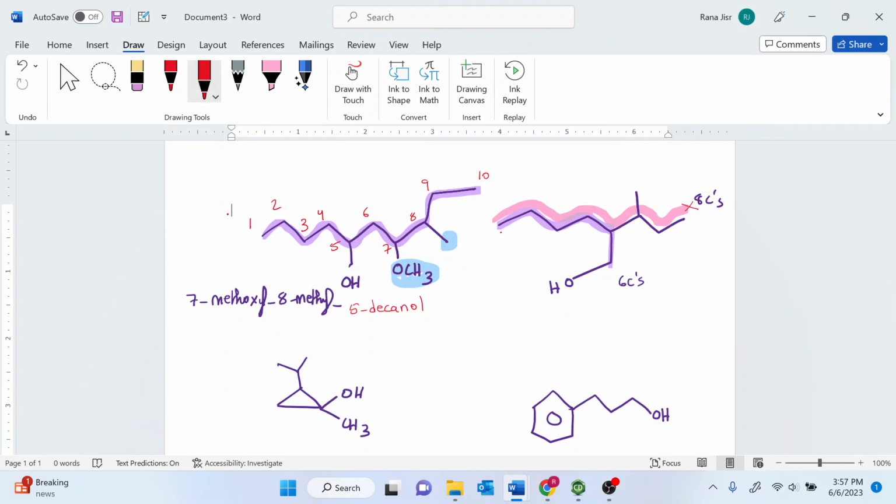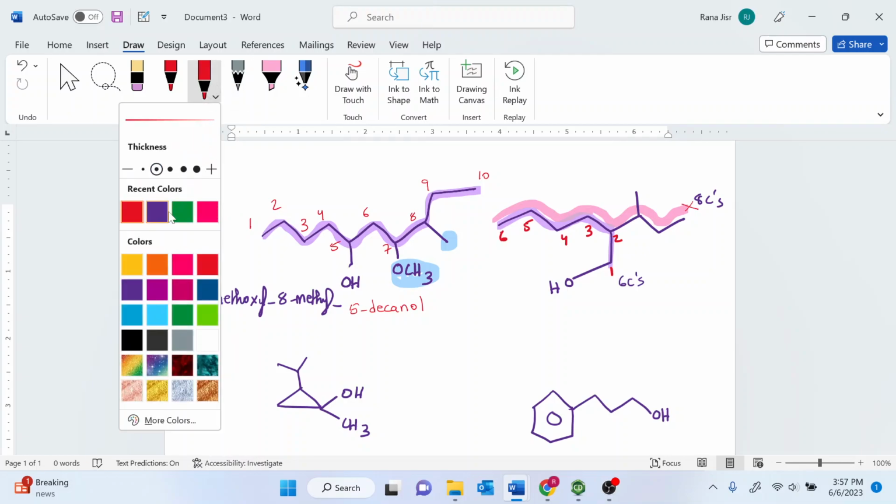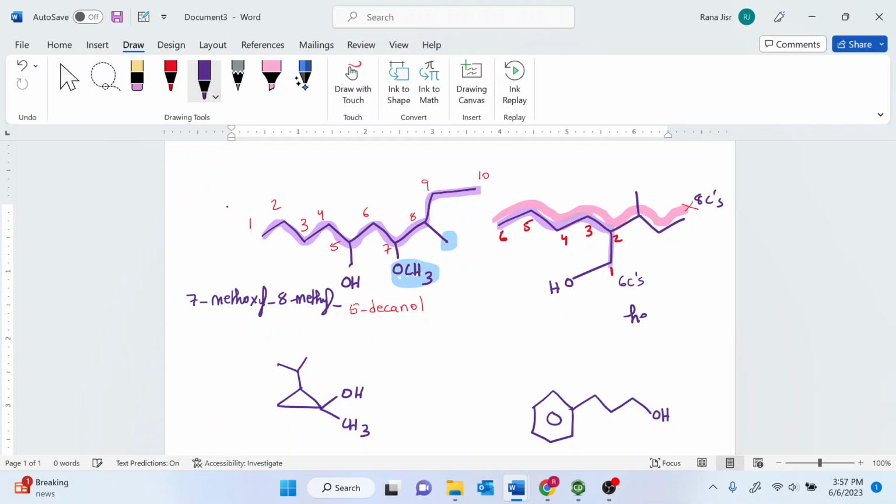So now start numbering to give the OH the lowest number. So I'm just going to start numbering from here. This is 4, this is 5, and this is 6. So the OH is going to be on carbon number 1. And I know that my ending is going to be hexanol. I don't have to say 1-hexanol, so I'm just going to go ahead and drop the 1. On the second carbon, what do I have?